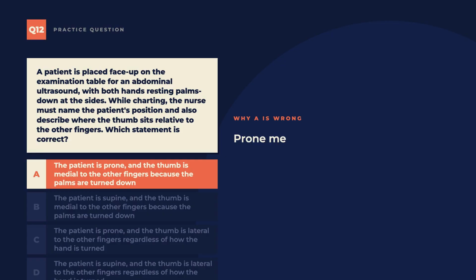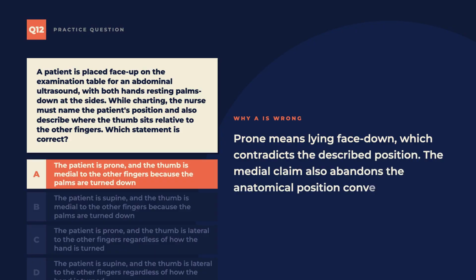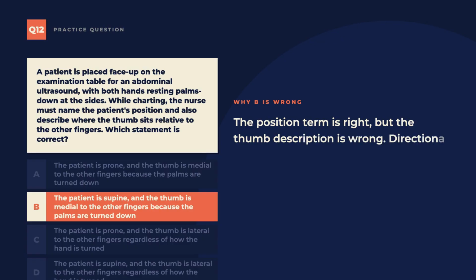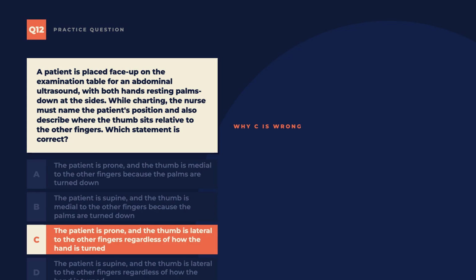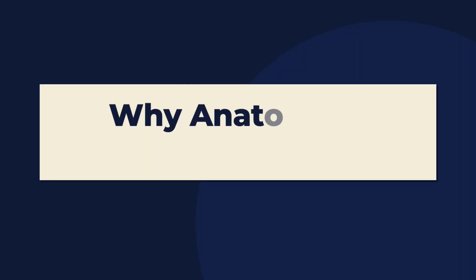A is wrong because prone means lying face down, which contradicts the described position. The medial claim also abandons the anatomical position convention. B is wrong because the position term is right, but the thumb description is wrong. Directional terms never change based on the body's actual orientation, which is the entire reason the anatomical position exists as a standard. C is wrong because the thumb description is correct, but prone describes a face-down patient. This patient is face up.